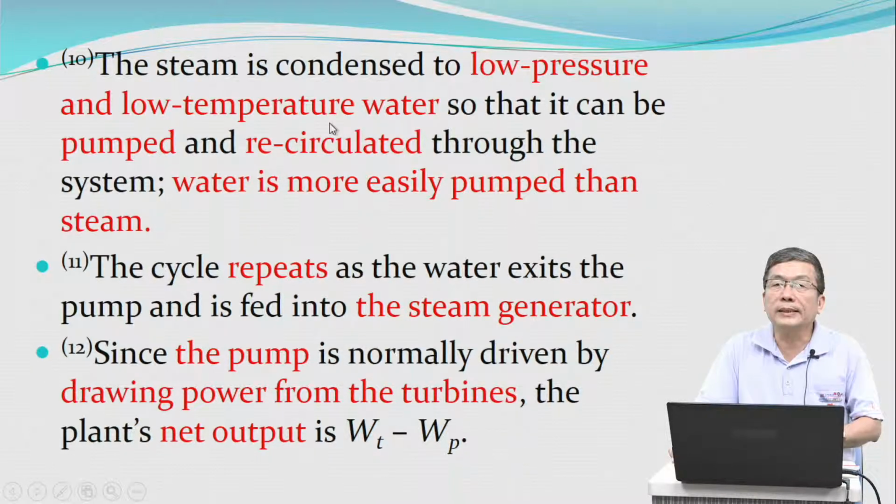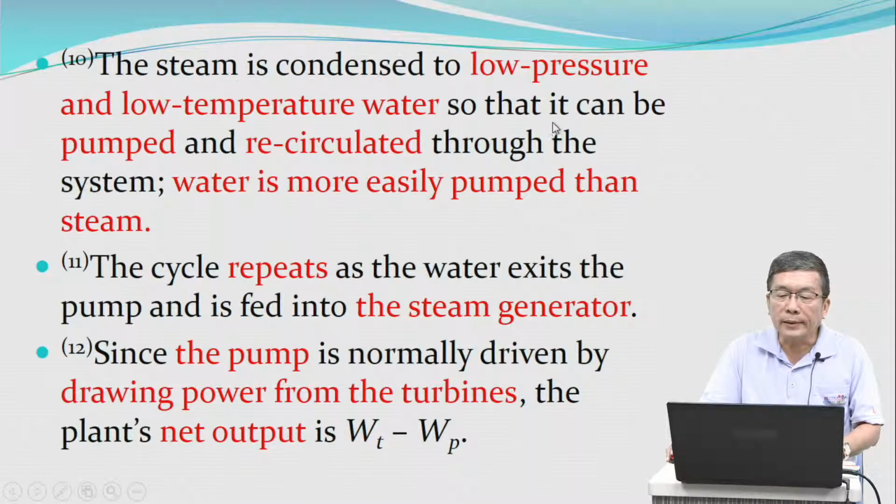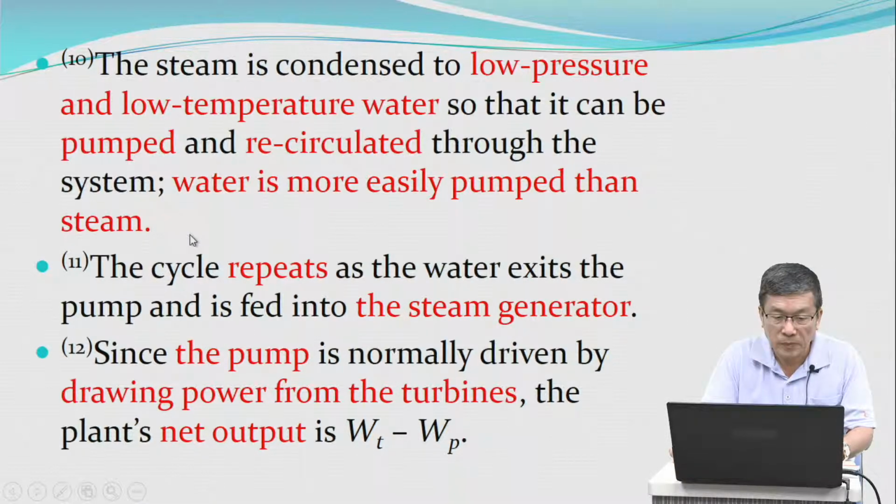The steam is condensed to a low pressure and low temperature water so that it can be pumped and recirculated through the system. Water is more easily pumped than steam. The cycle repeats as the water exits the pump and is fed into the steam generator.